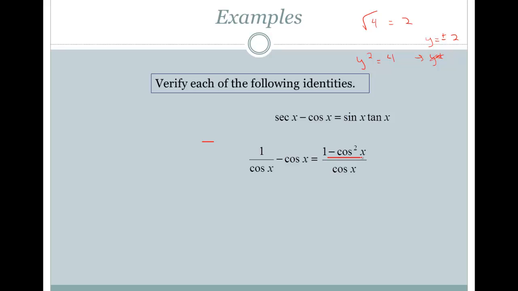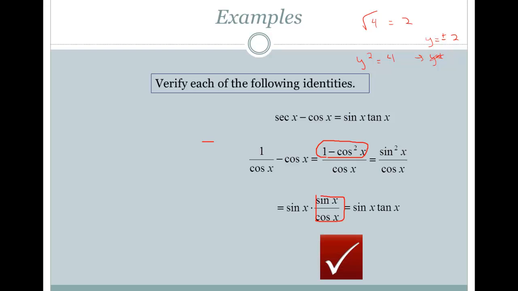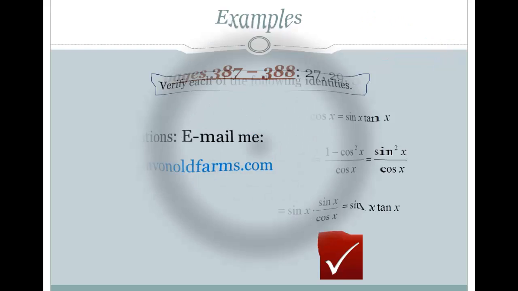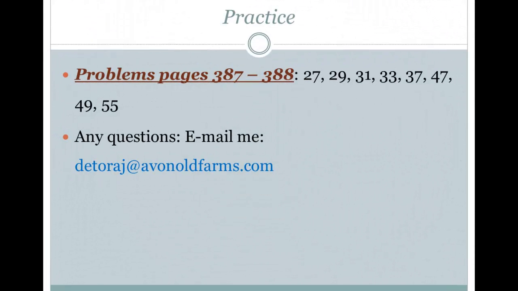Again, this top right there is going to be sine squared of x, like that. What I want to do now is break that sine squared x into sine x times sine x, like that. I note that this part right there, that's equal to my tan x, and I verified it. Okay? So there were a couple more examples of verifying trigonometric identities.